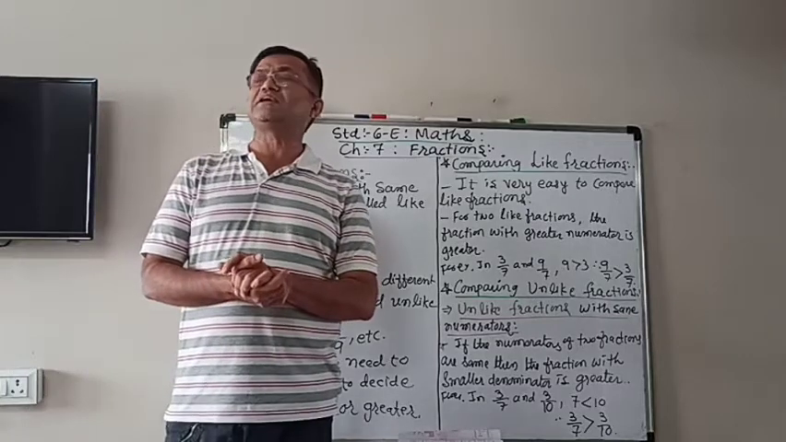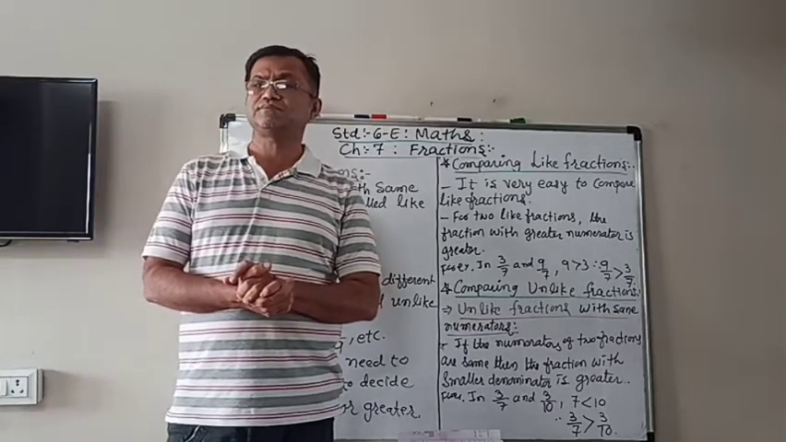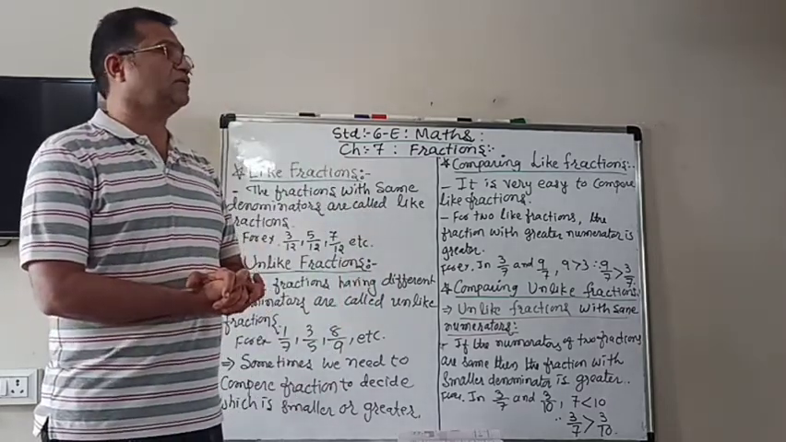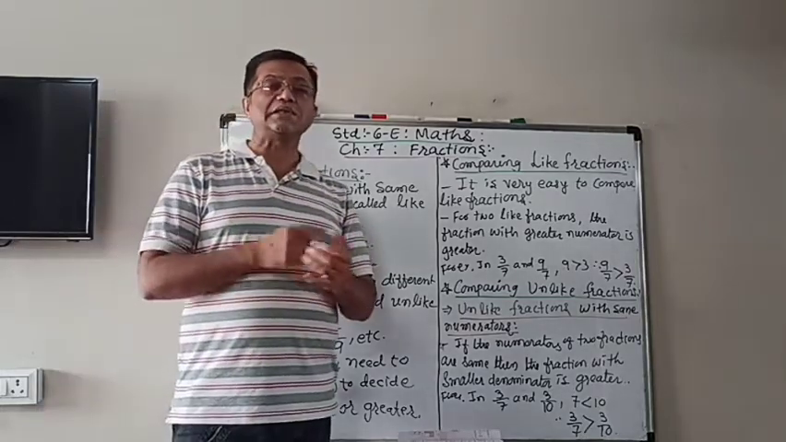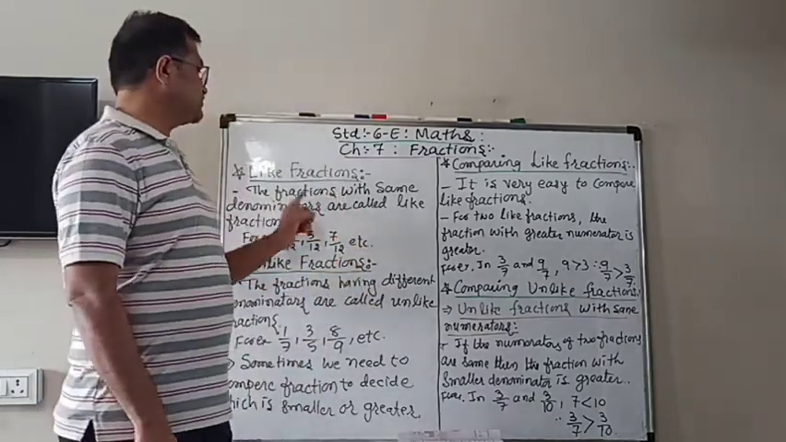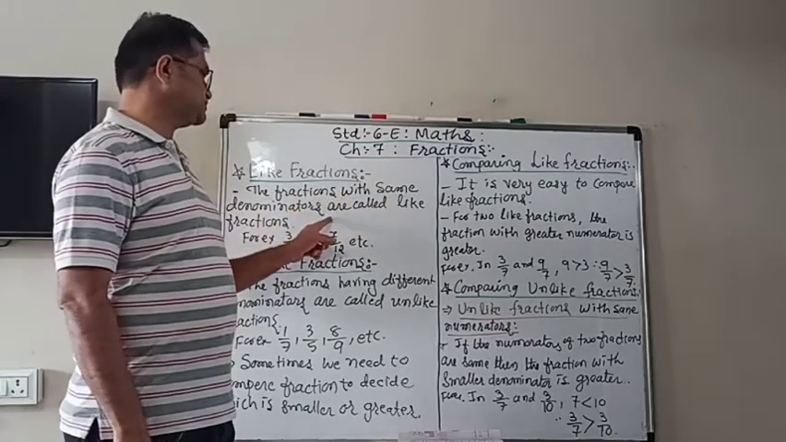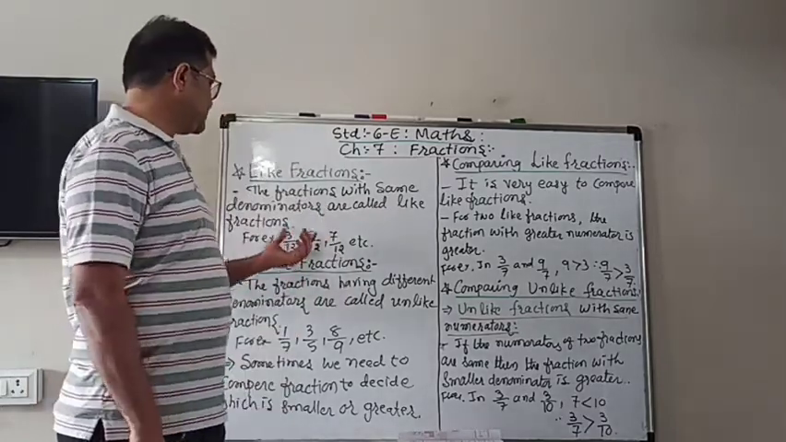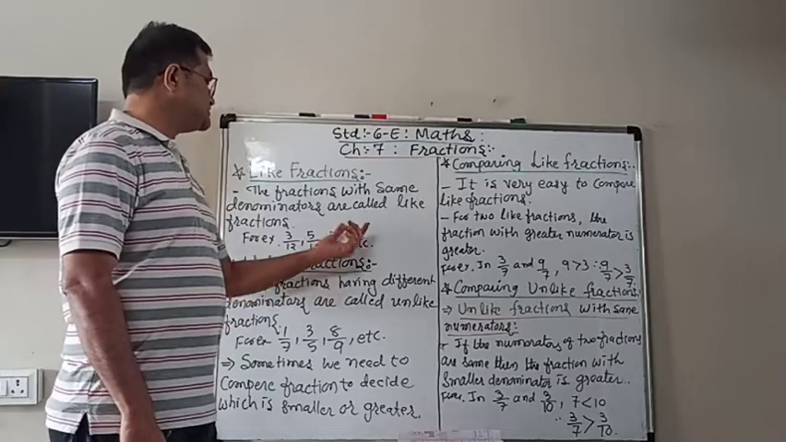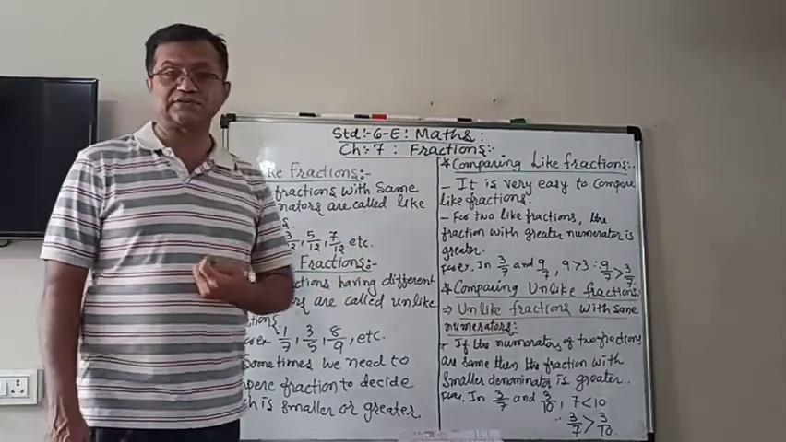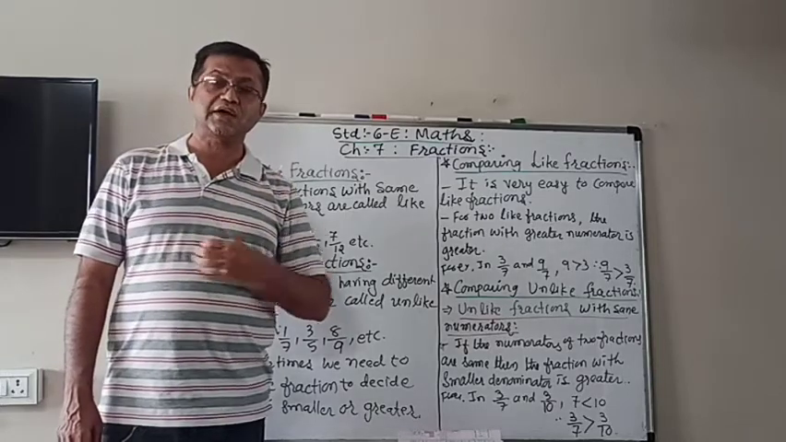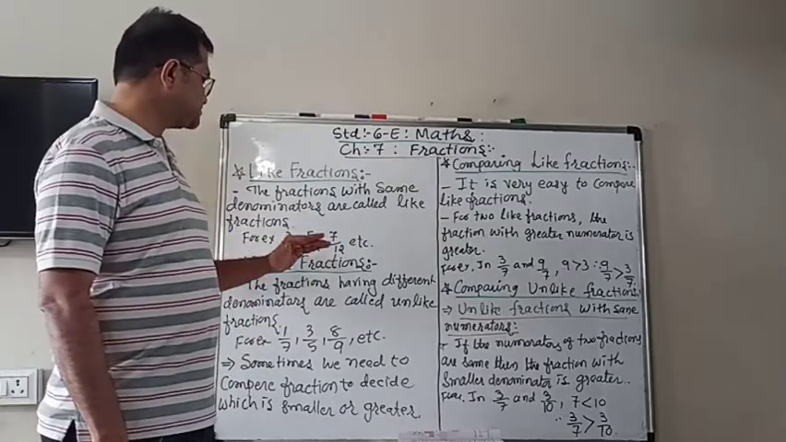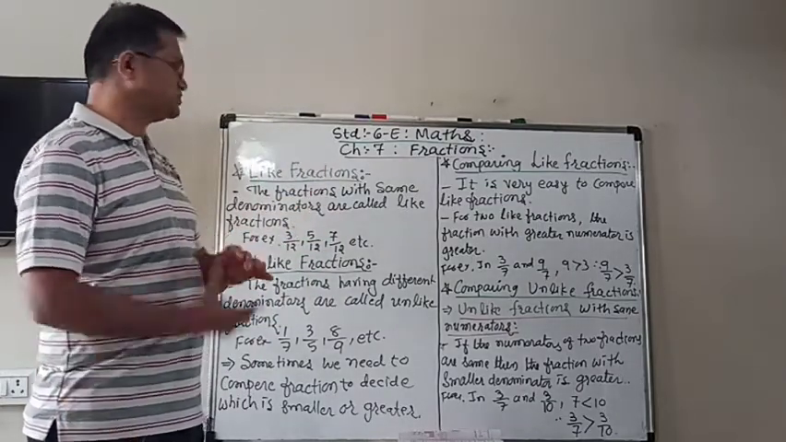So, when the given fractions are such that they are having equal denominators, then they are said to be like fractions. So, the fractions with same denominators are called like fractions. For example, 3 upon 12, 5 upon 12, 7 upon 12. Here you can see that each fraction has equal denominator, 12, and therefore they are known as like fractions.